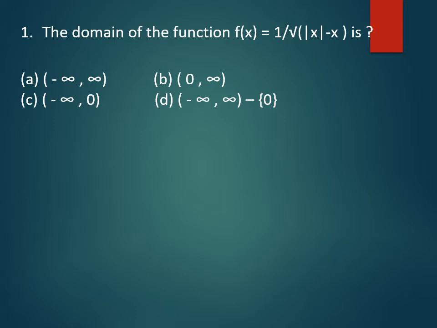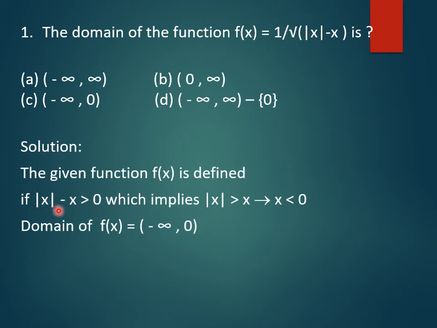So here the function f of x is 1 divided by root of modulus of x minus x. So this is a rational function. You know that the rational function is defined only when denominator is not equal to 0. That means square root of modulus of x minus x is not equal to 0. And also you know that square root of negative values are not defined. So the term within the square root, modulus of x minus x, should be strictly greater than 0 here.